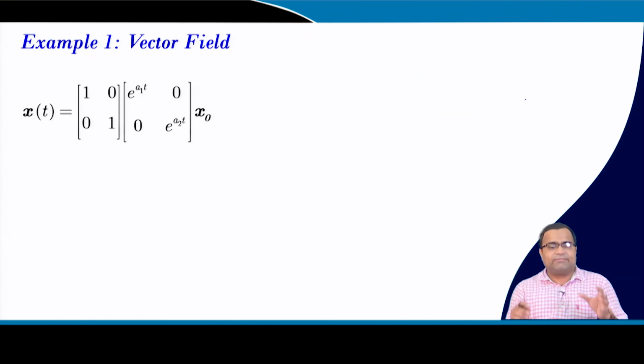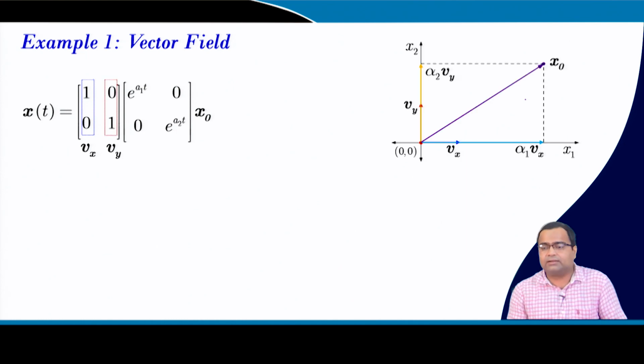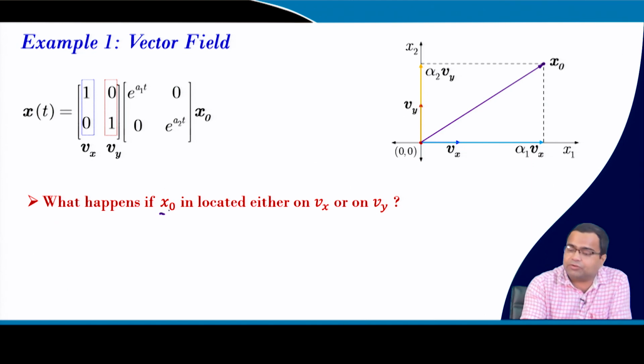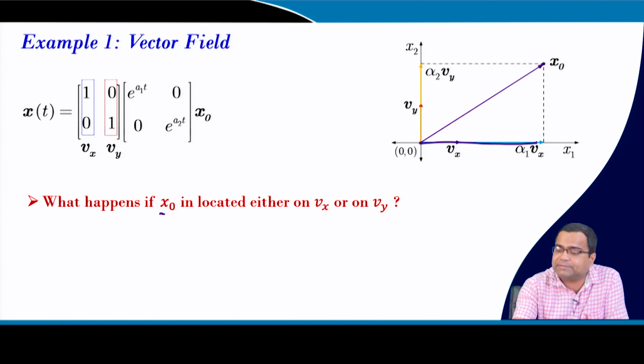Now in this vector field example we have set Vx and Vy as the basis vectors, and we know how to draw the initial condition. What happens if you take x0 on either this basis vector or this basis vector?